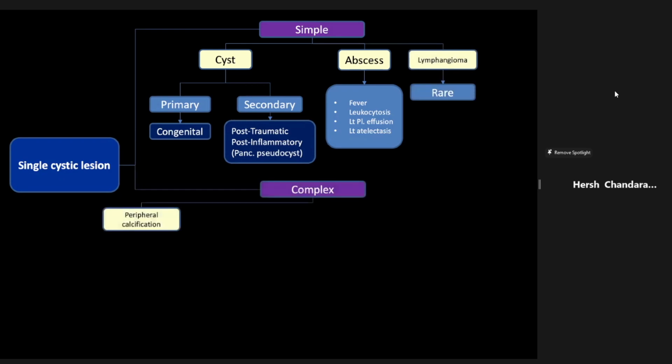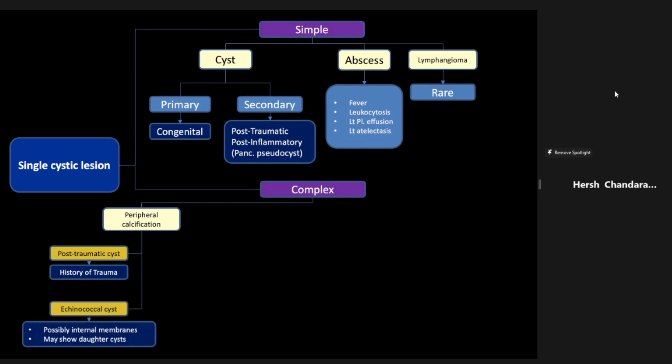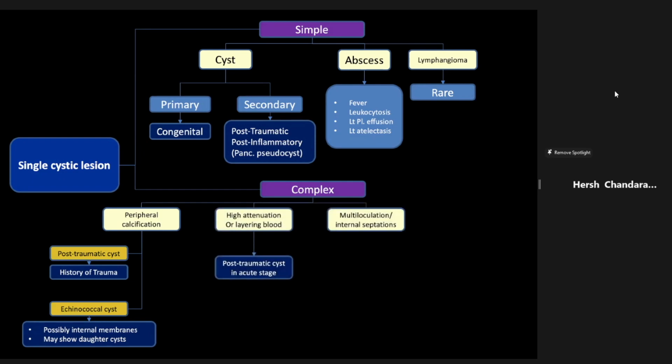Okay, but what about complex? A lot of these pathologies above can also look cystic. When you have peripheral dense calcification, then you think of a long-standing post-traumatic cyst. It's pathognomonic, it's characteristic. Echinococcal cyst also has a characteristic look, unless it's really type 1, which can be simple cystic looking, although it can have the appearance of a low wall on MRI. If it has high attenuation or layering blood, then you think about a post-traumatic cyst in the acute or subacute stage.